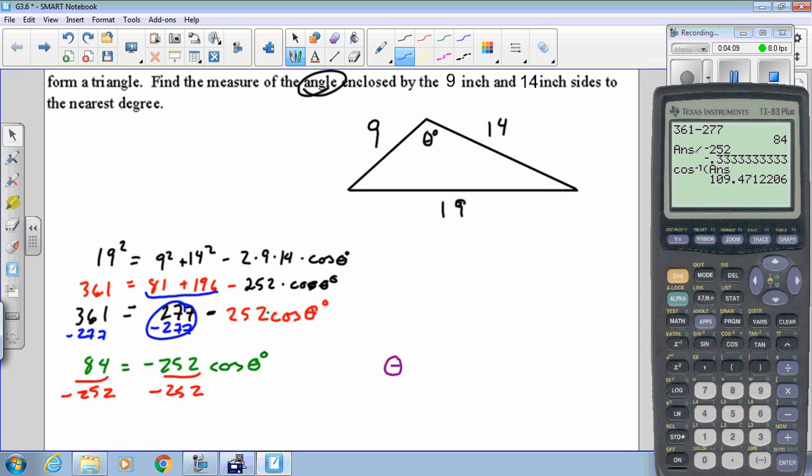So we get 109.5 for an answer. Does that make sense? Yes, it does. It has to be significantly larger because it is opposite the larger side. And that's how you would use the cosine formula to solve a word problem.